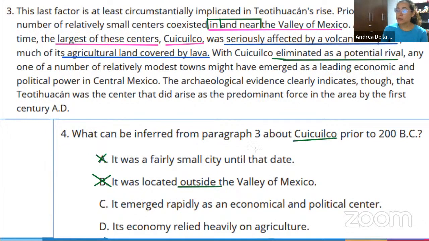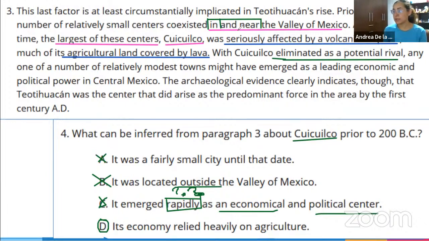So we can say that Cuicuilco emerged rapidly. And again, how do we know that they emerged rapidly? There's nothing that can make us believe that they emerged rapidly, right? Not enough information to prove that. We know that they were a political and economical center, probably, but we have no idea how they emerged. So it's not option C. Just by eliminating options, we can conclude that it's option D, but even without eliminating options, if you just read them all, you will be able to understand that it's the one that makes more sense.